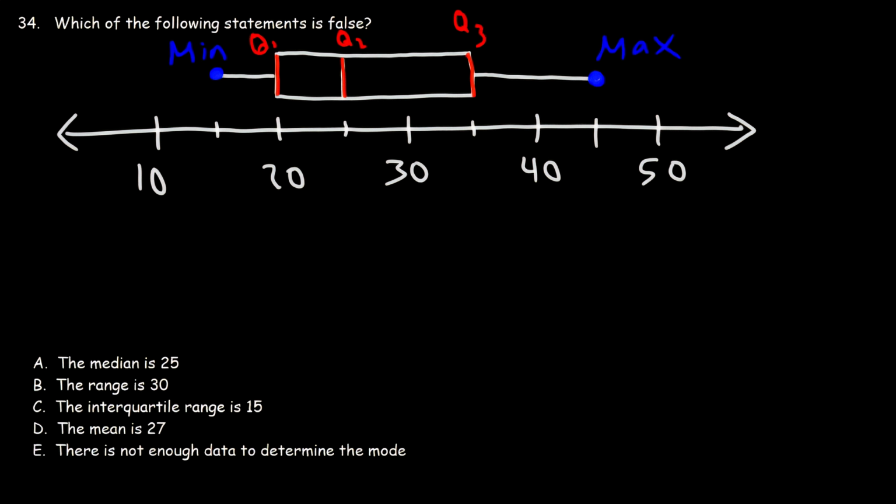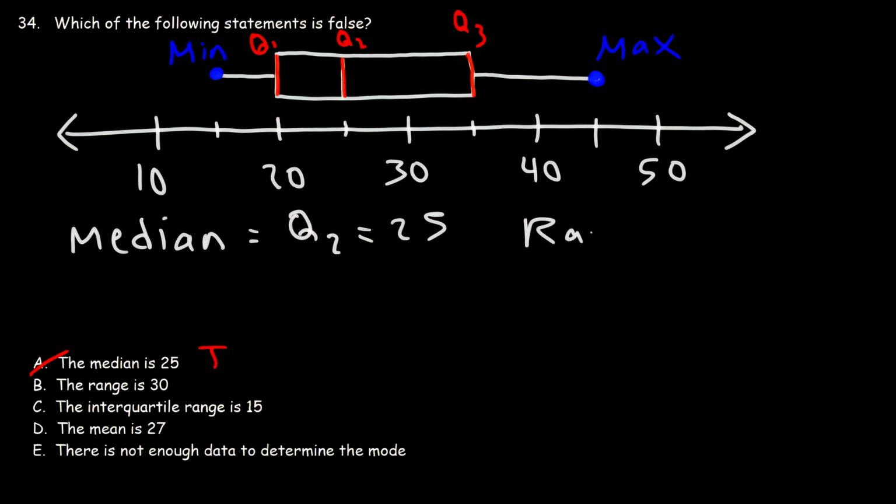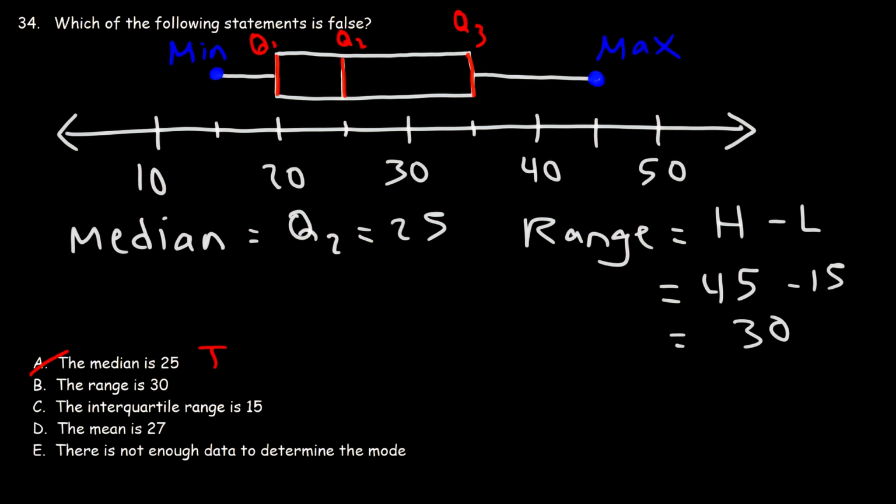So let's analyze each statement. The median is 25. The median is equal to the second quartile, and the second quartile is at 25. So therefore, A is a true statement. What about B? The range is 30. The range is the difference between the highest value and the lowest value. The highest value, as we can see here, is 45. The lowest value, the minimum, is 15. 45 minus 15 is 30. And so B is also a true statement.